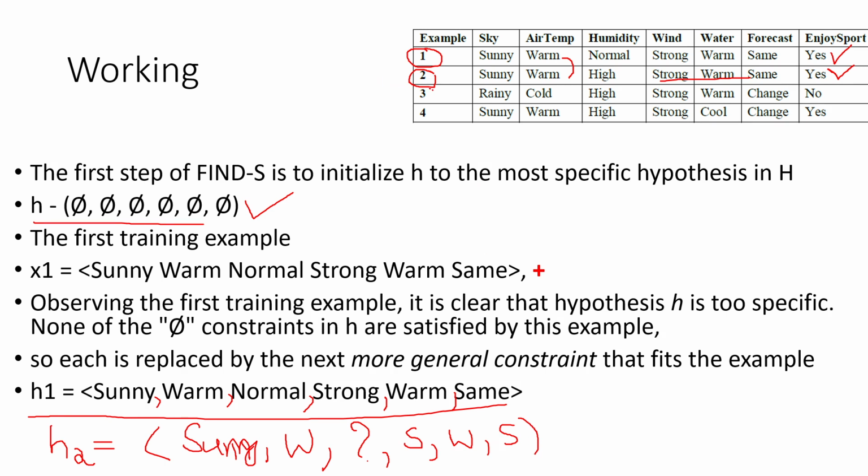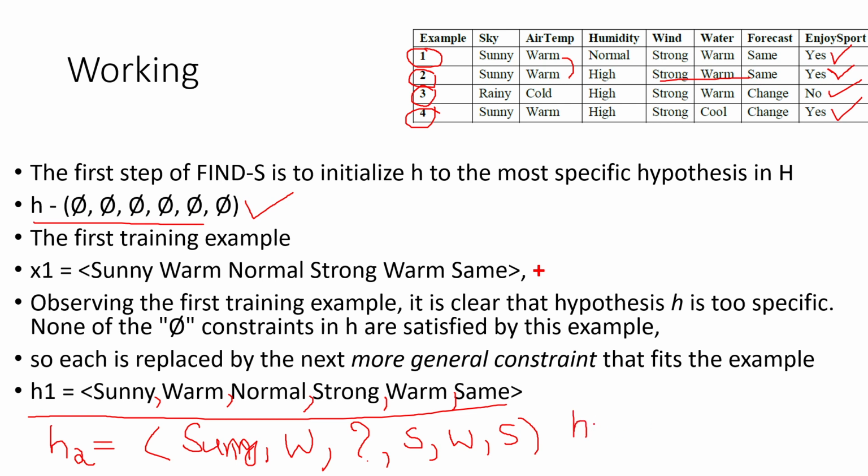And the third example. The third example is a negative case, so you should not do any modification to this hypothesis. H2 remains the same for the third example because it is a negative example. The fourth example is a positive example. We have to see. Again, sky remains the same.